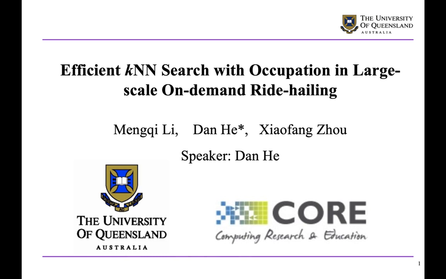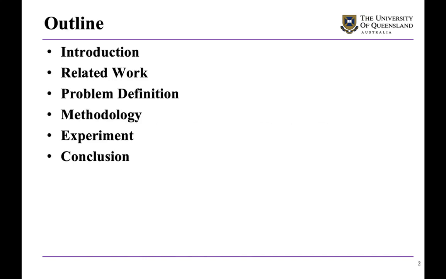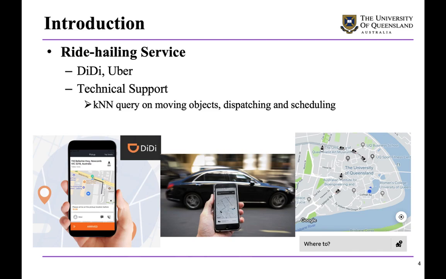The title of our paper is Efficient kNN Search with Occupation in Large-Scale On-Demand Ride-Hailing, and we're from the University of Queensland. I will follow this outline to introduce our work. First, let's go to the introduction.